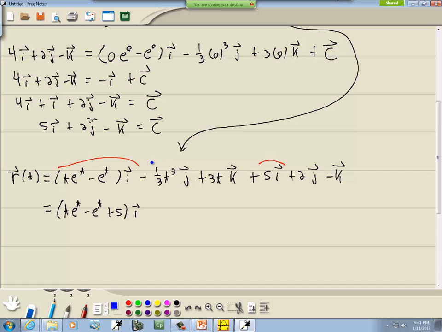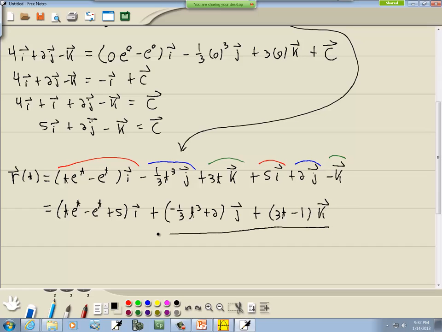We're going to merge together the j's, so this gets merged with this. So we got negative 1/3 t to the third plus 2 j. And we'll merge together the k's, so those get merged together. So we're going to have 3t minus 1 k. And that's our answer.